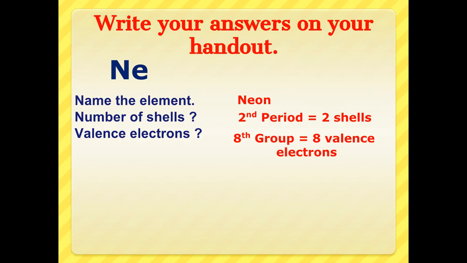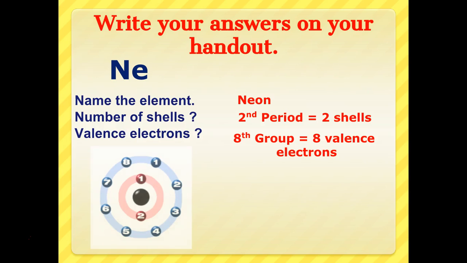This is neon. It's in the second period, so it has 2 shells. It's in the 8th group, one of our noble gases, so it has 8 valence electrons. And would look like this. 2 shells. The inside shells are always filled, and then the outside shell, or the valence shell, has however many valence electrons that particular element would show.